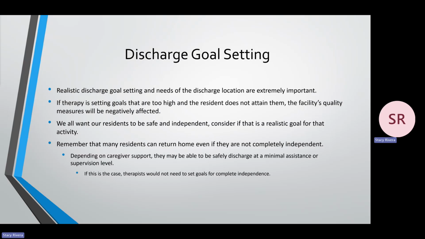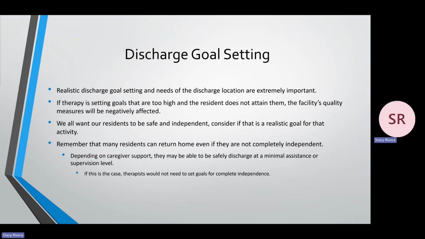If this is the case, then we don't need to set these folks at independent. Does that make sense? So look at it in terms of we're the PT, OT, ST experts, not necessarily ST because ST doesn't do GGs, but we are saying that we think and feel that this person needs to be at this level to go home safely. And if we're saying that it's independent, but really they live with their daughter and the daughter does meals and dressing for them, then is independent really the most realistic and necessary goal?